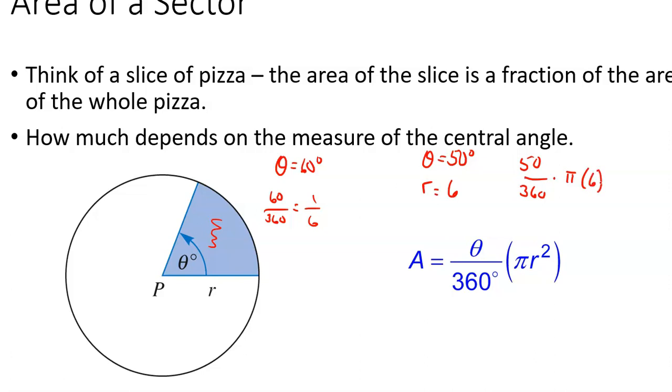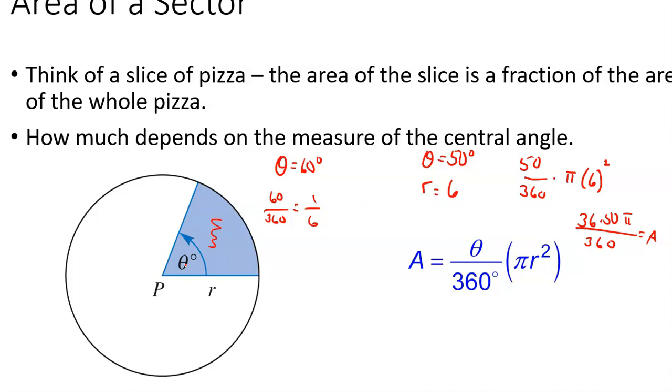So pi times 6 squared will give me whatever 36 times 50 times pi over 360 is, right? And you can simplify that, and that would be the area of that sector. So the area of a sector is just a fraction of the area of the whole circle. If you can tell me what the area of the whole circle is, then use that central angle out of 360 to find the area of just that sector.